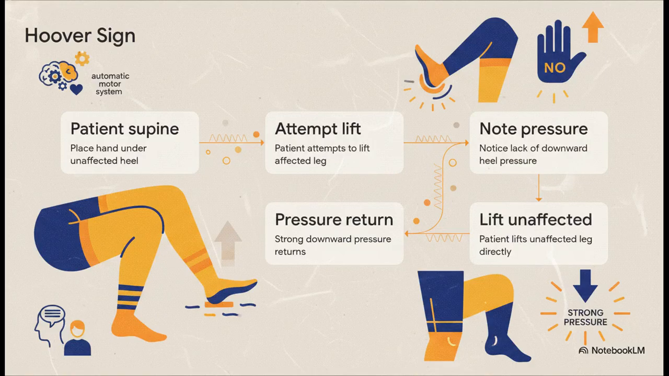Finally, we have the Hoover sign analog for the lower limb. So, with the patient supine, you place your hand right under their unaffected heel and ask them to lift the affected leg. In functional weakness, you'll feel absolutely no downward pressure from that unaffected heel. But when you ask them to lift the unaffected leg directly, boom, strong downward pressure returns instantly. This beautifully demonstrates the dissociation between their voluntary effort and their automatic motor system. And let me tell you, showing this positive physical sign to the patient is highly therapeutic. It actually proves to them that their automatic system works perfectly.